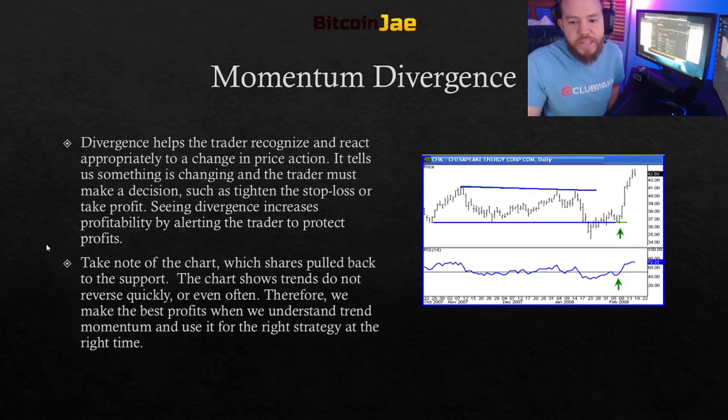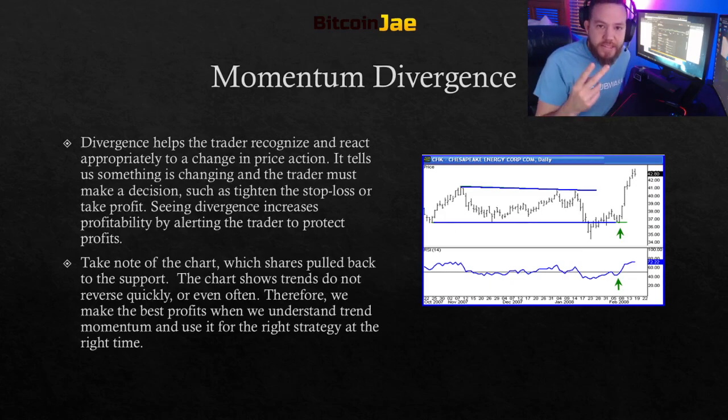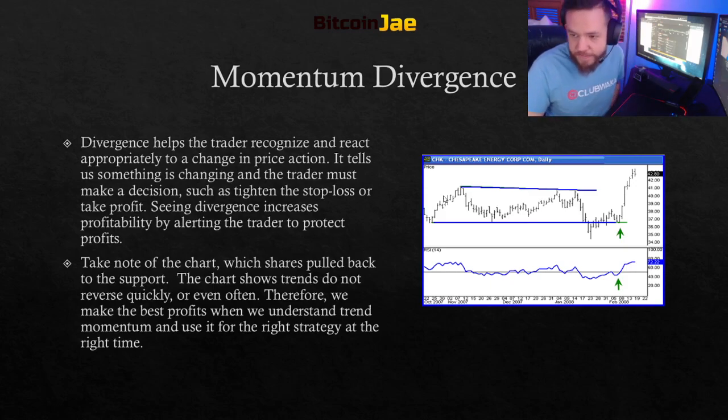Trends do not reverse quickly or even often. Therefore, we make the best profits when we understand trend momentum and use it for the right strategy at the right time. So basically, when you see a divergence in the price action and momentum, you should either be taking profits or setting up your trail stop, tightening up your stop losses, etc. And you should be preparing pullback buys at support levels. So here you can see the divergence, higher high.